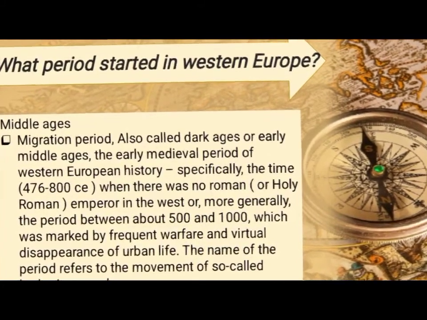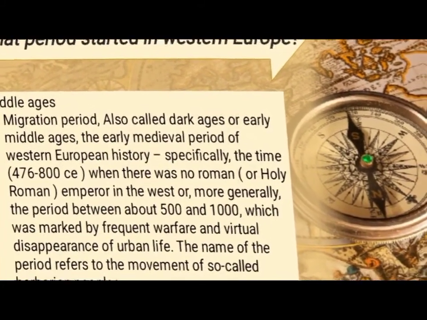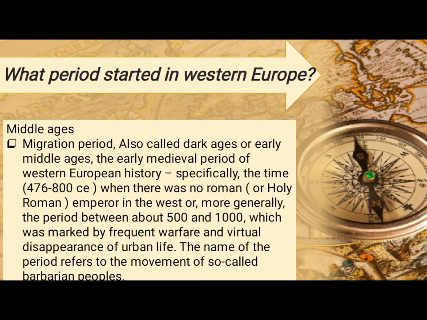It all started in the period of the Middle Ages or Migration period, also called the Dark Ages or Early Middle Ages. The early medieval period of Western European history, specifically the time from 476 to 800 CE, when there was no Roman or Holy Roman Empire in the West, or more generally, the period between about 500 and 1000, was marked by frequent warfare and virtual disappearance of urban life. The name of the period refers to the movement of so-called barbarian peoples.